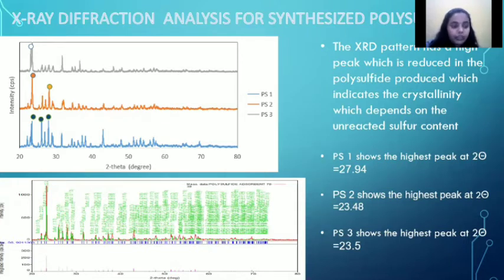So PS1 probably shows the best removal efficiency when the removal process was done, because 70% sulfur has the highest probability to cross-link with the waste cooking oil, whereas 50% sulfur and 50% waste cooking oil has much less probability to cross-link with the waste cooking oil.